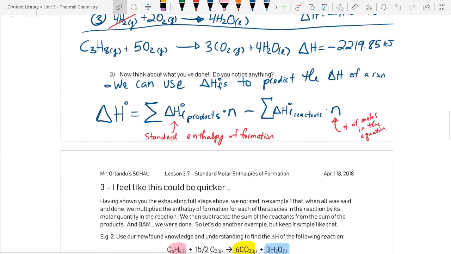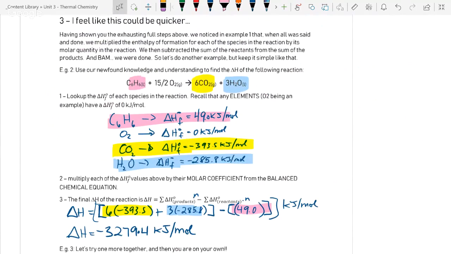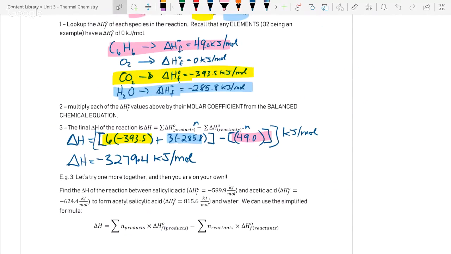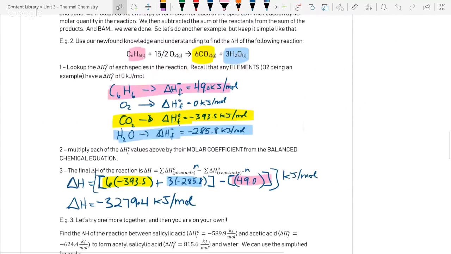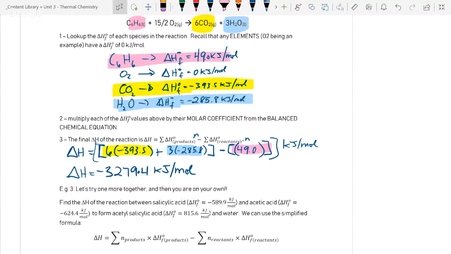Because oxygen doesn't have to form into anything, it's already in its simplest form. If you wanted to show it, you would just be saying plus 15/2 times 0. Nothing wrong with showing that. In fact, some people do prefer to show it. I prefer just to leave it out. Anything elemental can just be ignored. Recall that any element has a delta H naught F of 0. That's a great question, by the way.